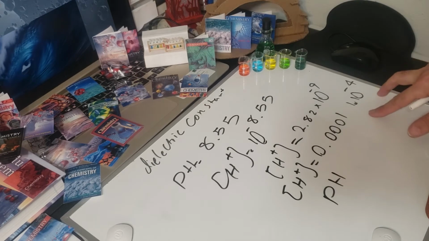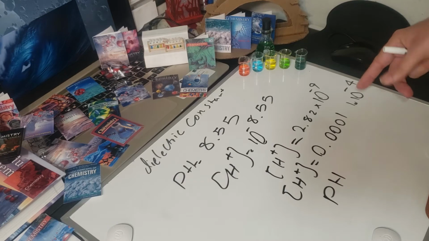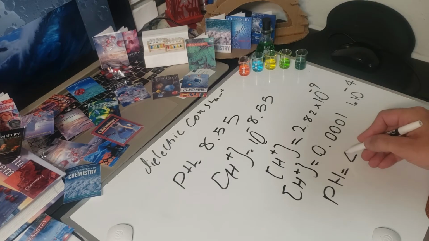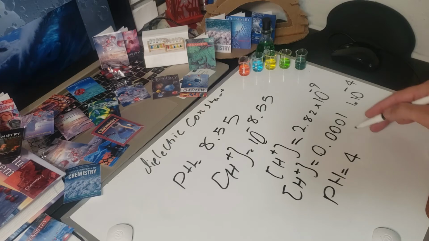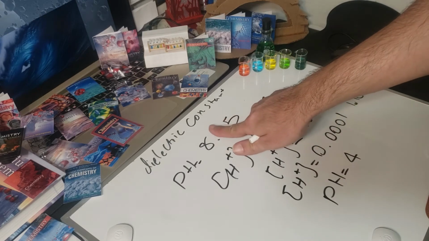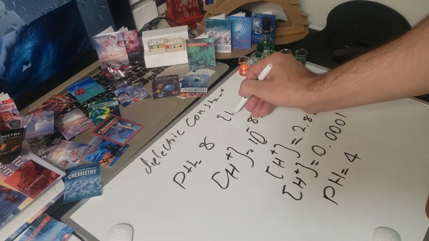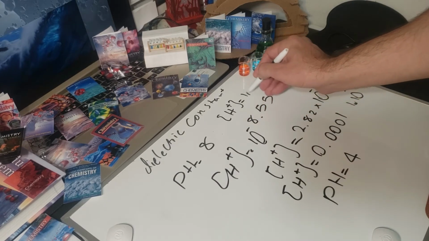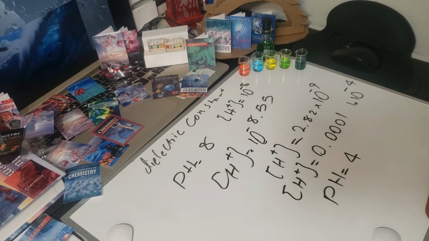To find the pH of this, if the concentration is a whole number power of ten, the pH is just that number, 4. You don't need to do any calculation. Also, if somebody told you the pH is 8, without any decimal, the concentration of H+ would then be 10 to the minus 8. That's it. You don't have to calculate it.